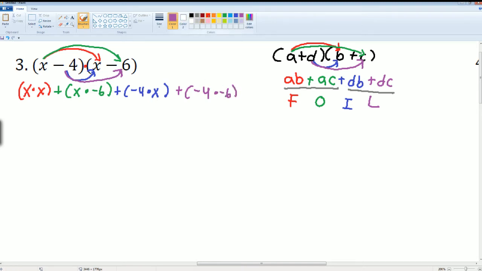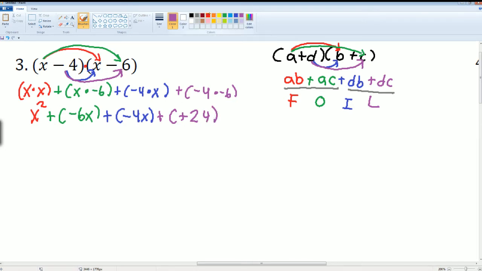Okay. X times x is x squared. X times negative 6 is going to be negative 6x. You see, if you write this out, you catch where the negatives are. Plus negative 4 times x, negative 4x. Plus negative 4 times negative 6. Again, this is positive. Okay, it's a positive 24.